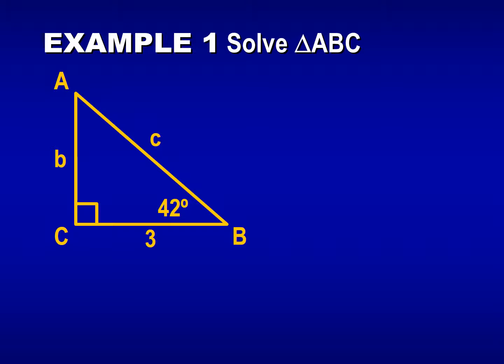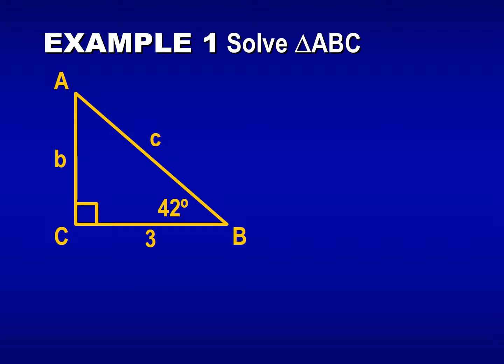In this example, we want to solve this triangle ABC. And look what they've given us. Of course, they've already shown us that angle C is 90 degrees, and they've also shown us that angle B is 42 degrees. So the only angle that we need to solve for is angle A. When we're looking at the sides, they've given us that side A is 3.